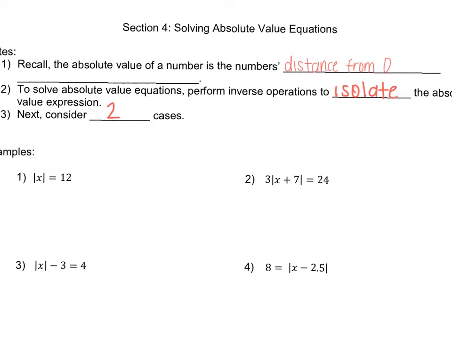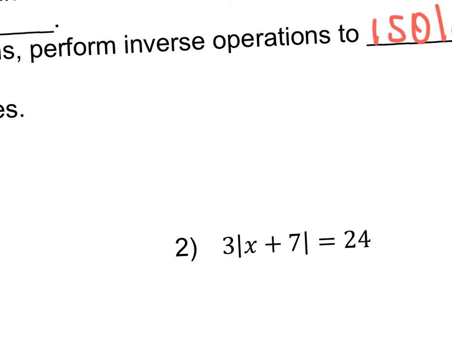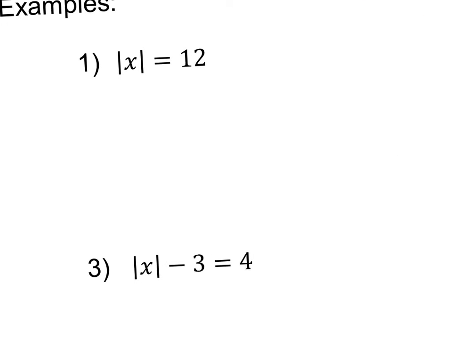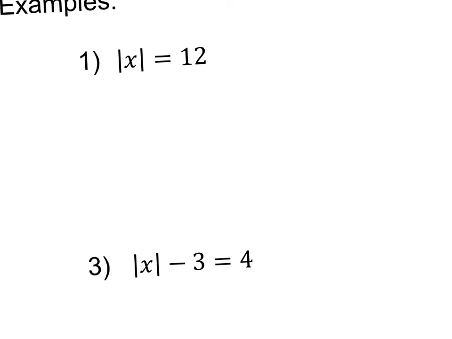For example, the absolute value of 5 is 5, but the absolute value of negative 5 is also 5. So we have to consider two different options, this guy and this guy, that both give us the same answer. The same thing is going to hold true for the problems that we're going to solve. Let's look. Here's how it works.